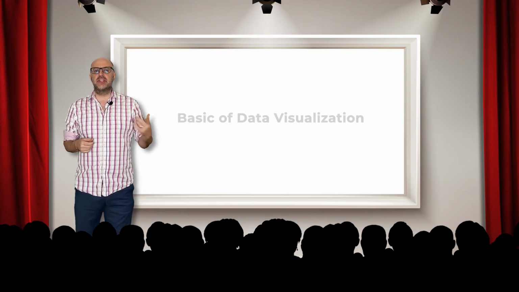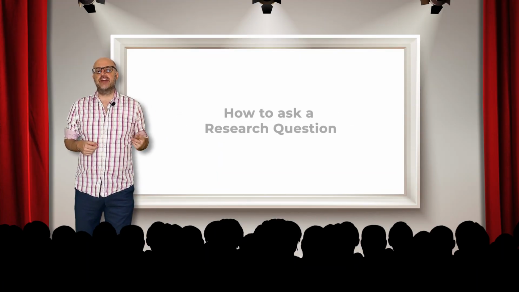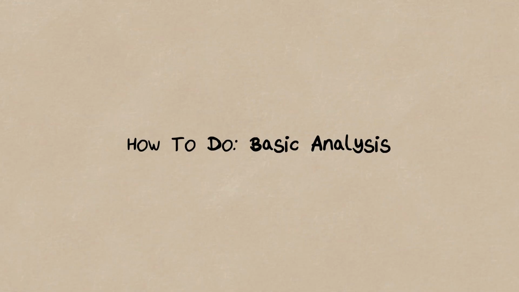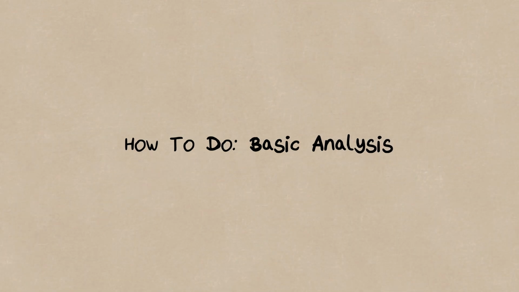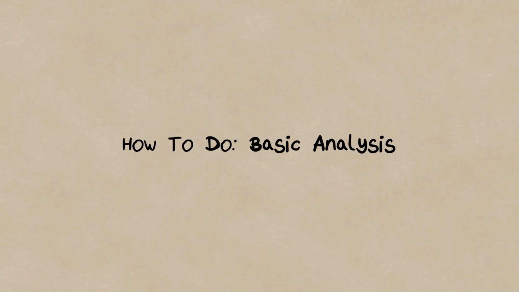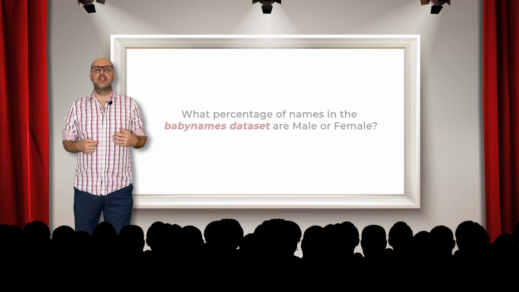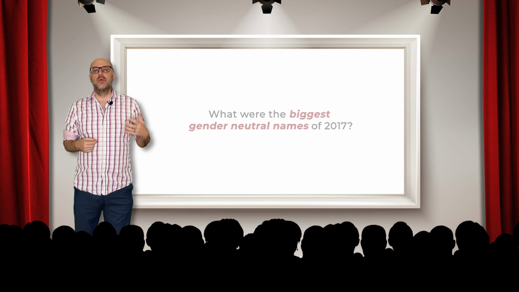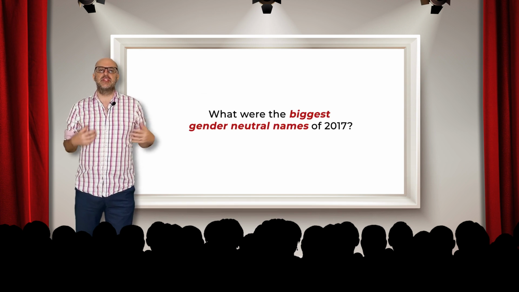So far, we've done a lot of background work, learning basics of data visualization, how to ask a research question, and how to operationalize our variables. But now I want to start going through how to do basic analysis and start walking through some statistical analyses with increasing complexity. We've already done univariate analyses in the previous videos, answering questions like what percentage of names in the baby names dataset are male or female, and what were the biggest gender-neutral names of 2017.